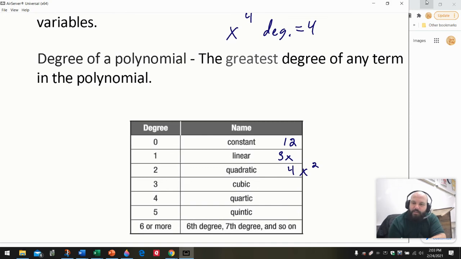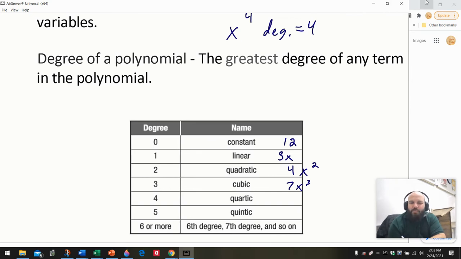Cubic is going to be the third power. So if you have anything with x to the third power, that is going to be a cubic term, like 7x to the third power. That would be called a cubic term. Now, much past 3, we usually just call them polynomials or higher order polynomials. But I'm going to go ahead and show you 4 and 5. 4 is called a quartic, and 5 is called a quintic.